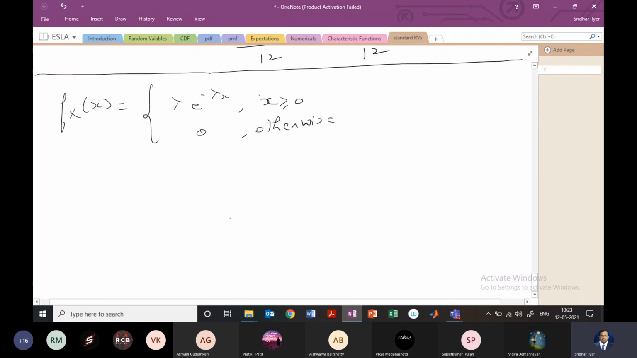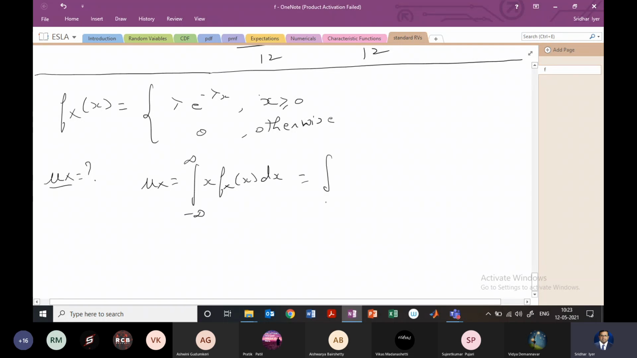So for this, we have to calculate the mean and the variance value, right? Let us first look at the mean value. So I need to find mu x. So mu x is the integral of x f_X(x) dx going from minus infinity to plus infinity.